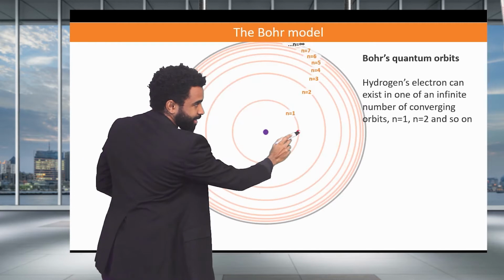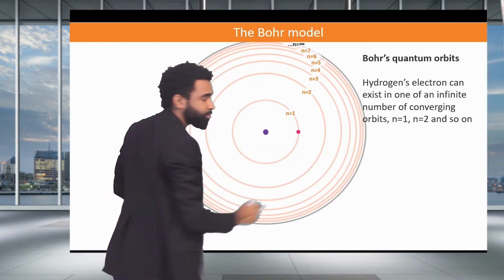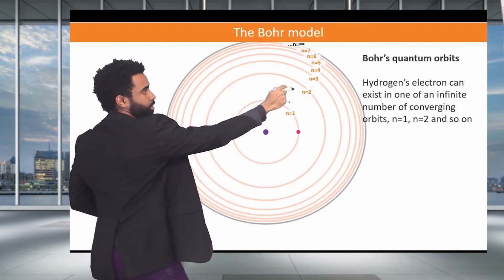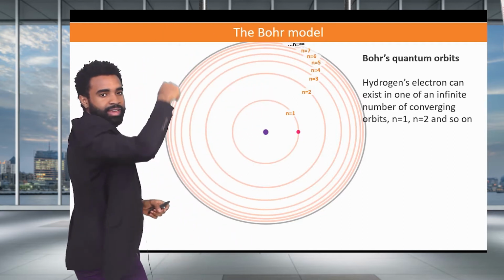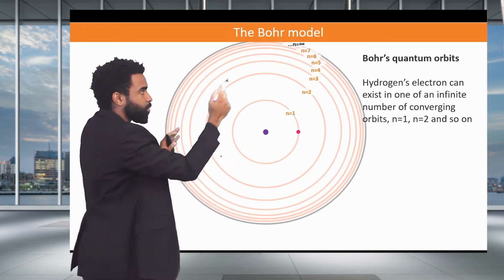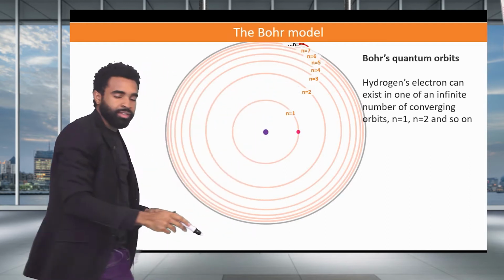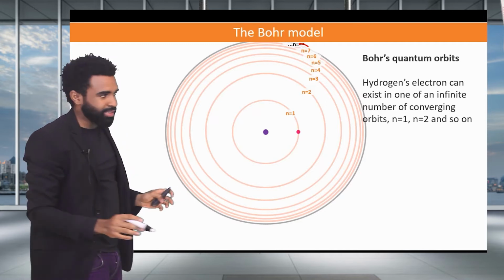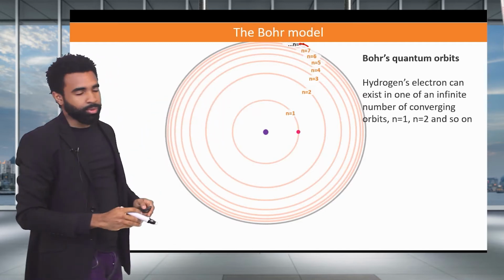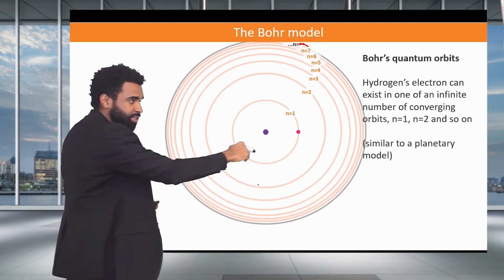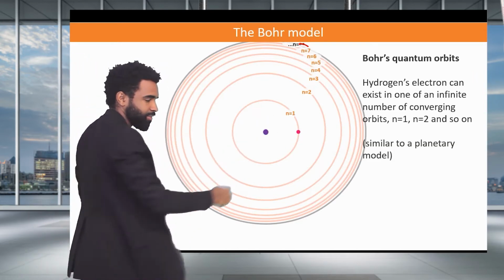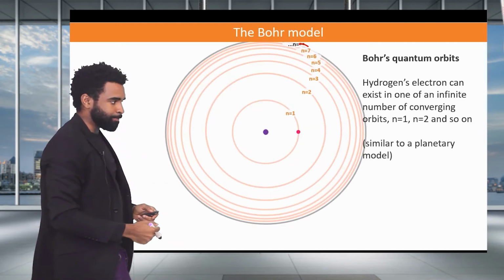That one electron can exist in a number of converging orbits. We call them n equals 1, 2, 3, 4, 5, 6, 7, 8, 9, 10, 11, and they go on, but they get closer and closer together, eventually converging at what we call n equals infinity, which of course infinity doesn't quite exist, but you get the point, right? They get closer and closer together, converging to some point. This is somewhat similar to a planetary or solar system model where you have the sun and you have the planets orbiting that sun, right?